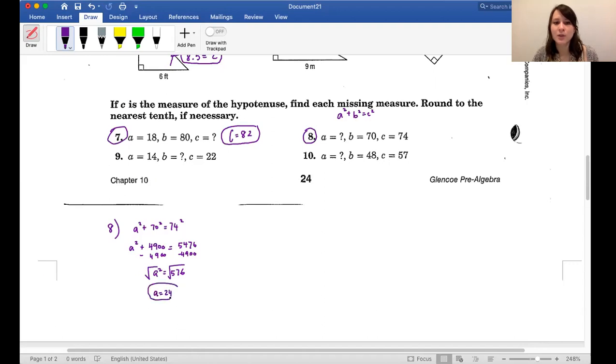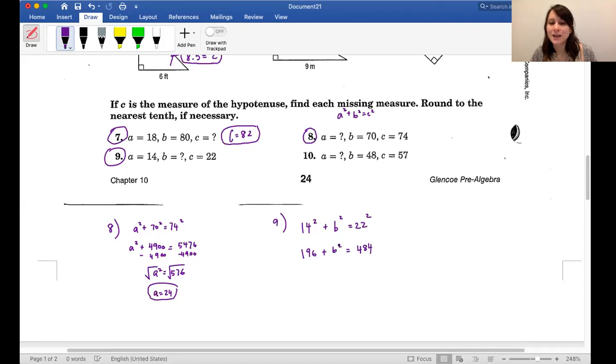Okay, so see how the process of working this out was just a little bit different from my other problems, but if you know the general ideas of solving an algebraic equation, you should be good. So let's do number 9. I'm going to fill in my information using the Pythagorean theorem. 14 squared plus b squared, which is what we're missing, equals 22 squared. So 14 squared is 196 plus b squared, and then 22 squared is 484.